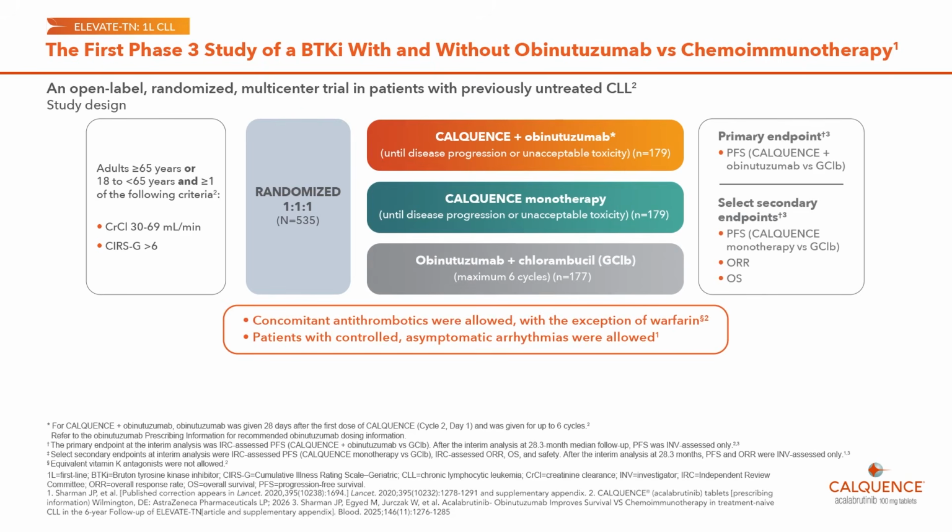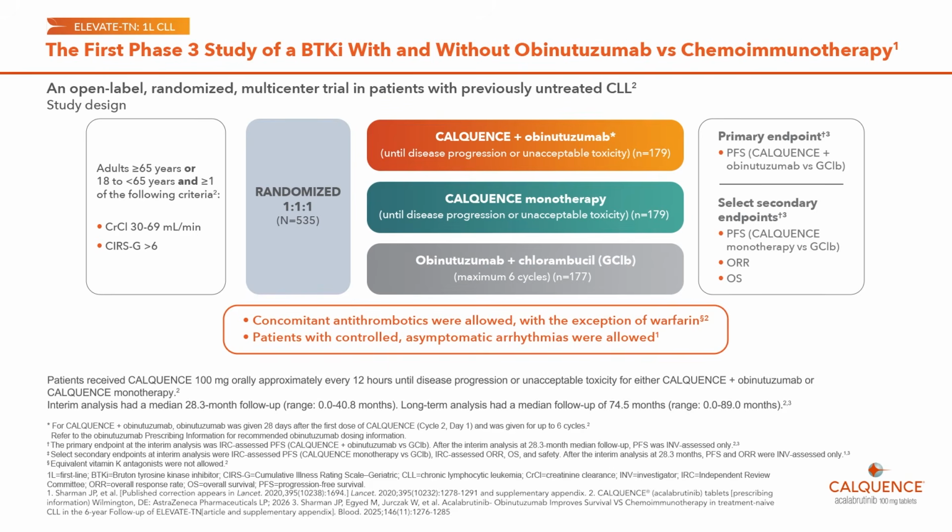The primary endpoint at the interim analysis was PFS for CALQUENCE and obinutuzumab versus obinutuzumab and chlorambucil, which was assessed by an independent review committee, or IRC. Select secondary endpoints included IRC-assessed PFS of CALQUENCE monotherapy versus obinutuzumab and chlorambucil, and IRC-assessed overall response rate, overall survival, and safety. At 6-year median follow-up, investigator-assessed PFS, overall response rate, and overall survival were reported.